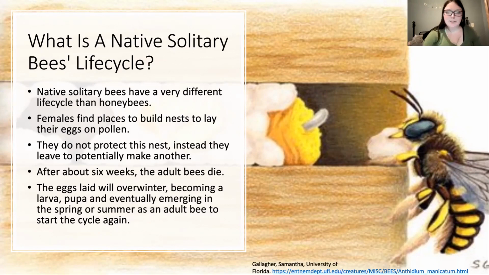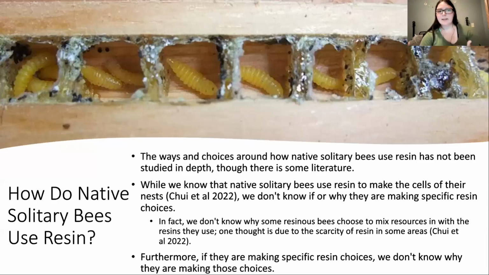How do native solitary bees use resin? Ways and choices around how native solitary bees use resin is not studied in depth, though there is some literature. Well, we know that native solitary bees use resin to make cells of their nests, as shown here. We don't know if or why they are making specific resin choices. So there are cases of some solitary resinous bees making specific resin choices. We don't know why they are making those choices, and we don't know if all resin bees are making those choices.